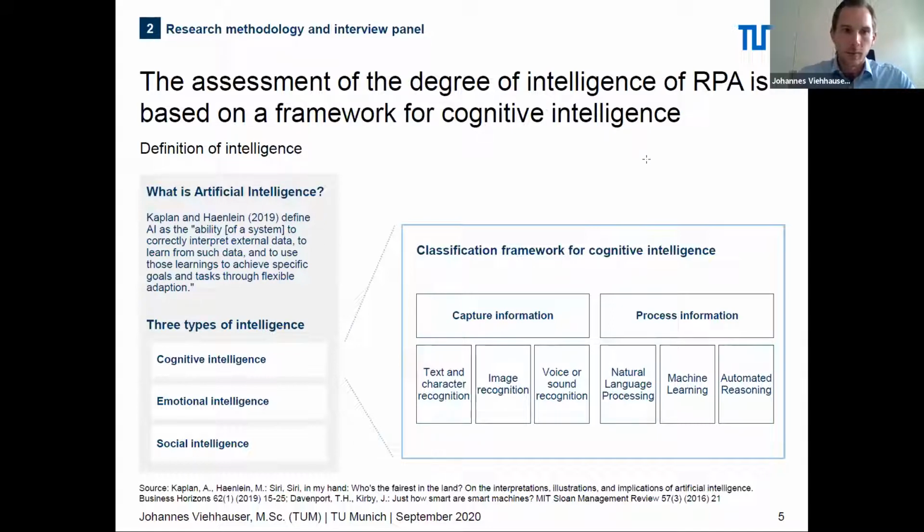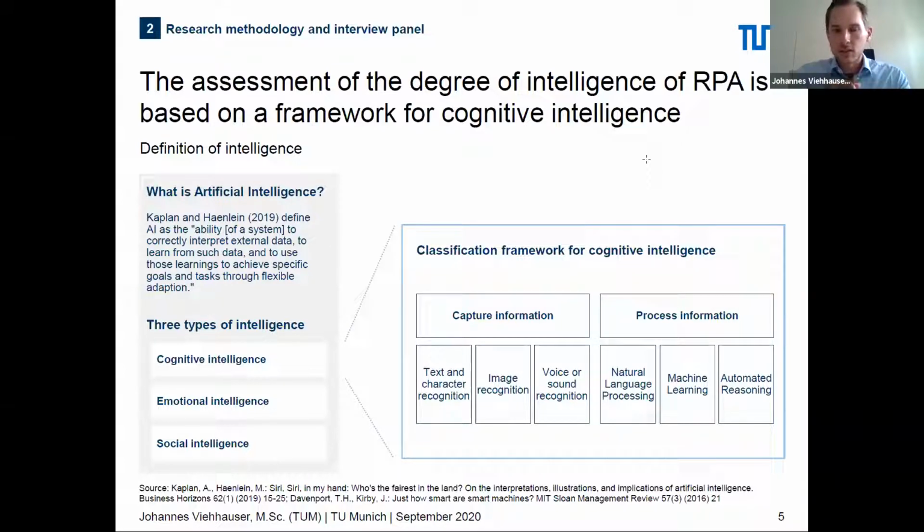Therefore, we applied a definition by Kaplan and Haenlein, who defined AI as the ability of a system to correctly interpret external data, to learn from such data, and to use those learnings to achieve specific goals and tasks through flexible adaptation. They identified three types of intelligence: cognitive, emotional, and social intelligence. Social intelligence, for example in terms of empathy, and emotional intelligence in terms of self-awareness are, in our view, not well suited for RPA. Therefore, we left them out of the research.